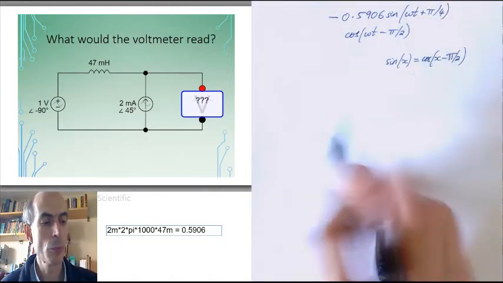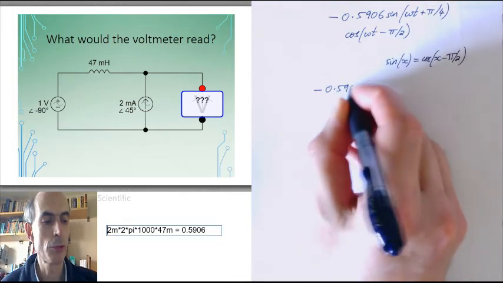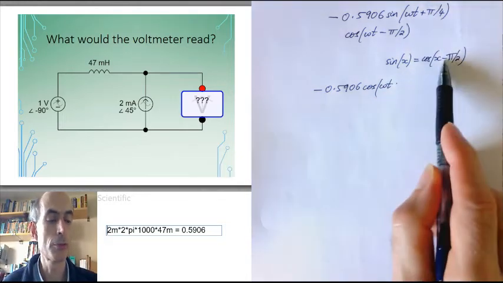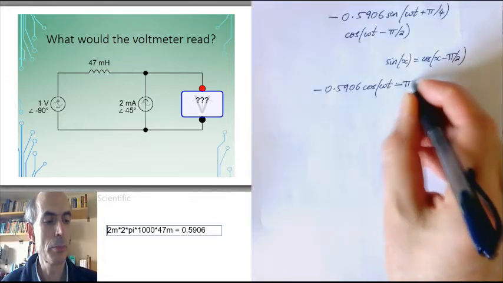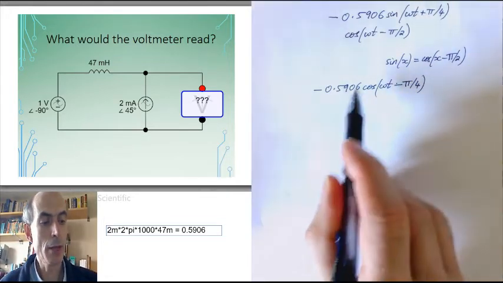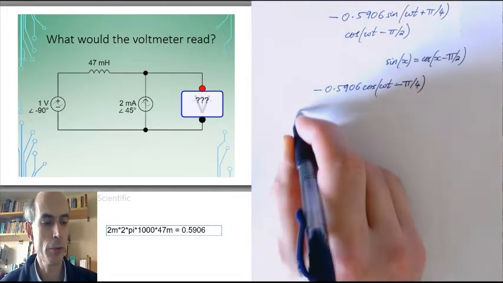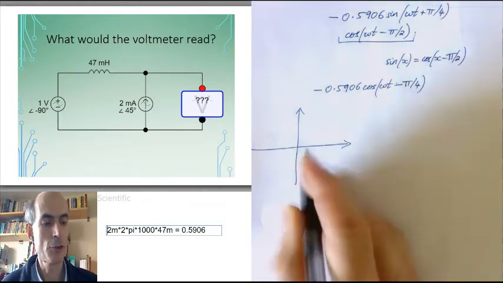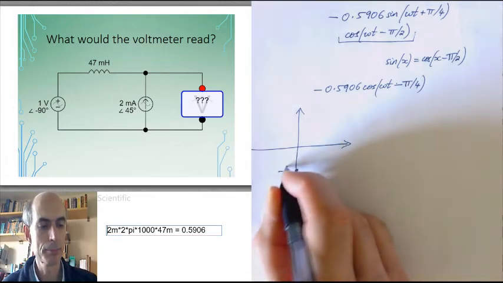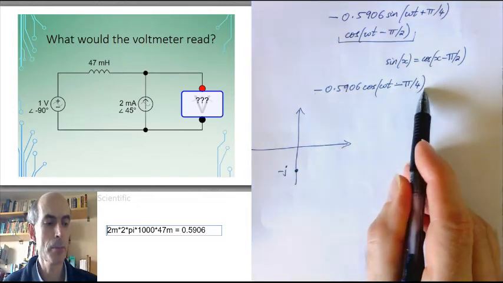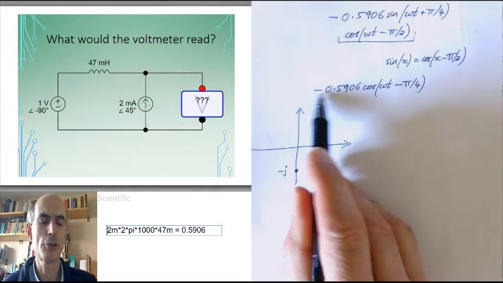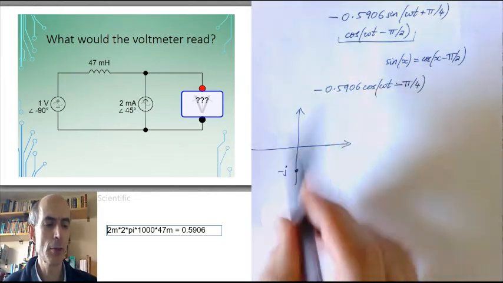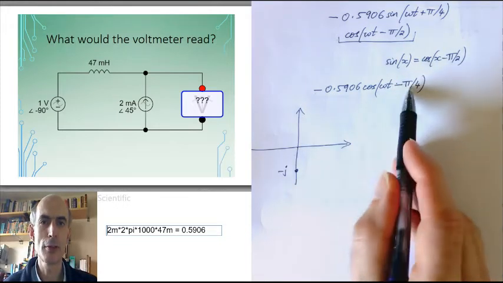So this first term here we could write as minus 0.5906 times cosine of omega t plus pi over 4 minus pi over 2, which gives me a net minus pi over 4. Combine that with this term using phasors. Let's consider where the phasors are. The phasor representing this term here is just there at minus j. The phasor representing this term here is going to be at a magnitude of minus 0.5906. Now, what does a negative magnitude mean? Well, the negative magnitude means that it's out in the other direction from this phase.